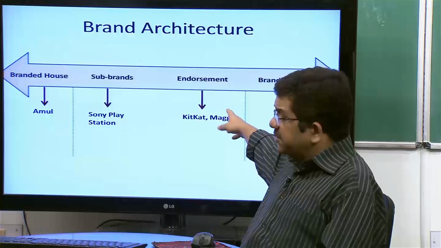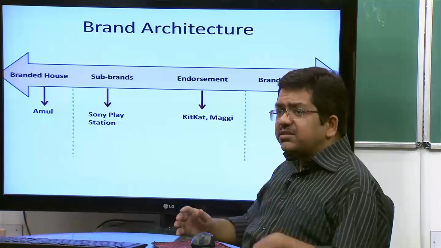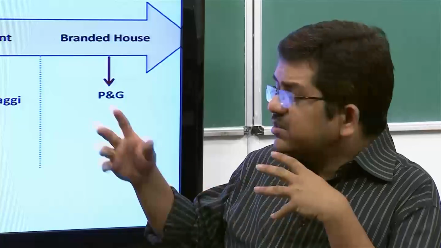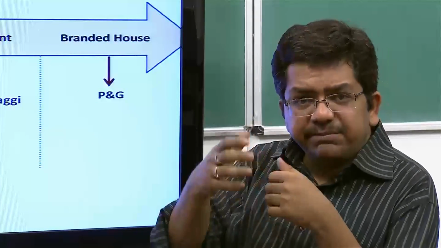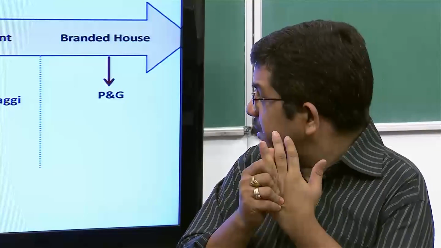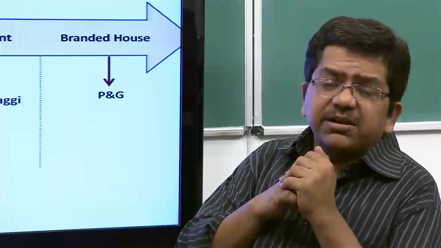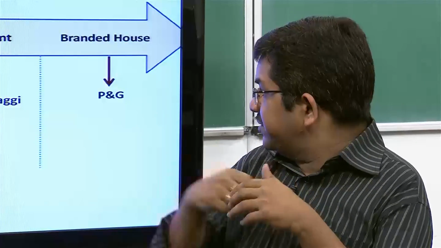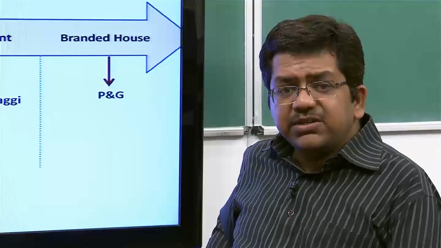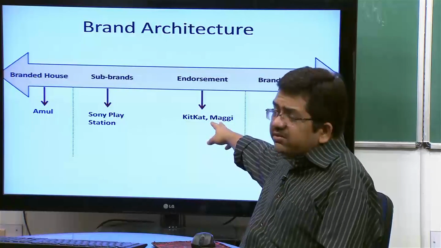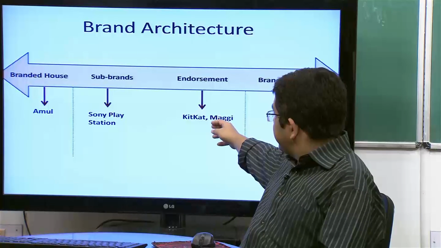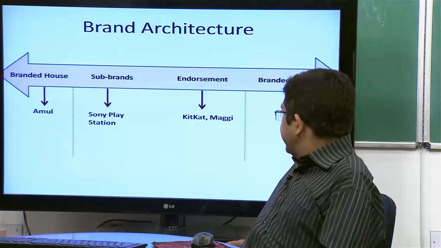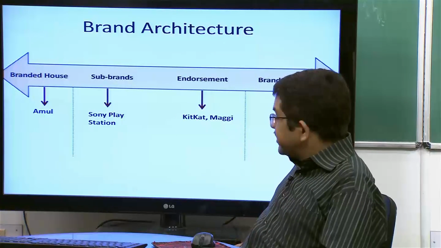Then you have endorsed brands, in the sense that some brands are promoted with explicit endorsement of the corporate brand, and some with implicit endorsement, like Kit Kat and Maggi, which come from Nestle. These are endorsed brands, where the prominent brand is the Kit Kat or the Maggi, and Nestle is on the back side of this.